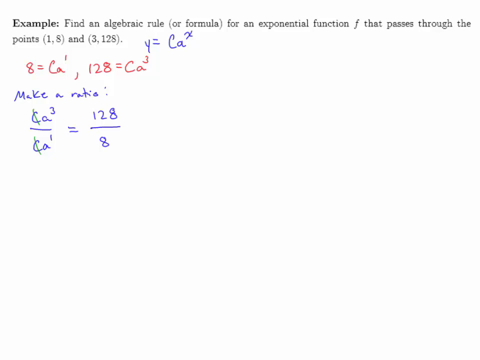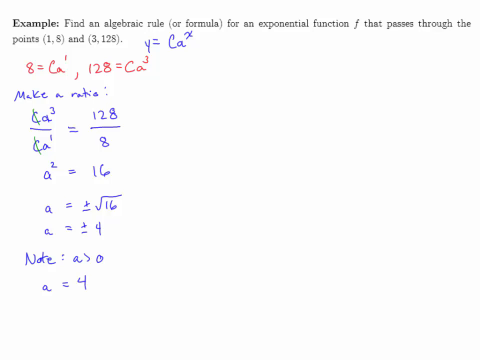So now I can solve for a. That unknown c is gone. On the left-hand side, I have a cubed over a to the first, which will simplify to a squared. And on the right-hand side, I have 128 divided by 8, which is just 16. Solving that, I'll see that a is the positive or negative square root of 16, which means that a is positive or negative 4. Now, for a general exponential function, our base a has to be a positive number. So we'll note that a is greater than 0, and that means that we're going to use a equals 4.